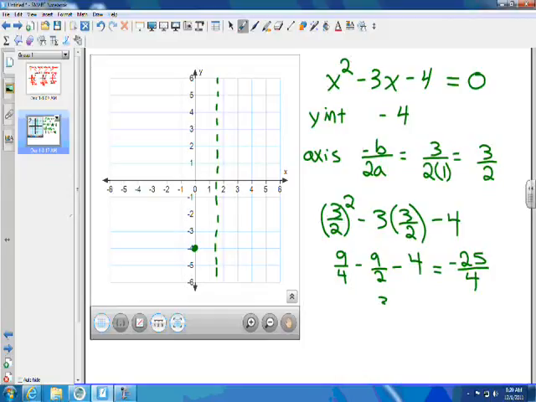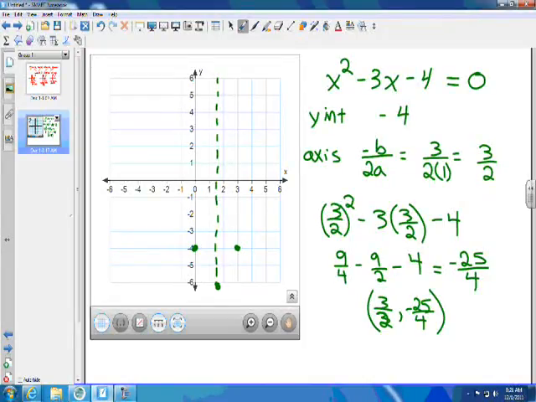So your vertex then is 3/2, -25 over 4. And you already said that was 6 1/4. So on your axis, go down to 6 1/4 and put your vertex point. And then we can use symmetry to plot this point. So this is 1.5 from here. So you go 1.5 the other way and put your point.